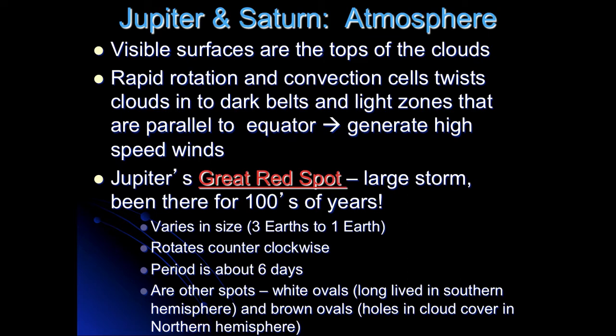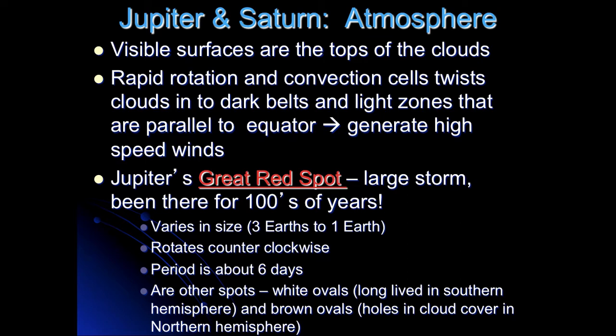What about the atmosphere? Both have very thick atmospheres. When we talk about the visible surfaces of these planets, we're really seeing the top of the clouds. They both have rapid rotation and convection cells, which twist those clouds into dark belts and light zones that are parallel to each other and parallel to the equator. So that's what those stripes along Jupiter are. Those generate really high-speed winds on both of these planets.